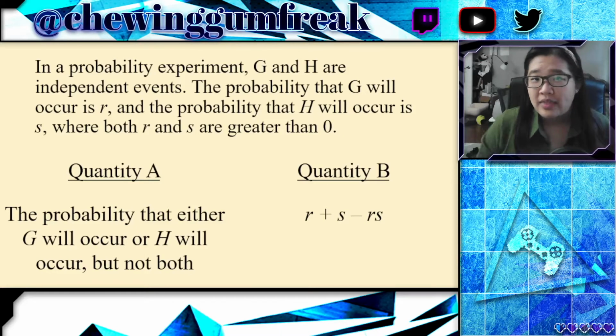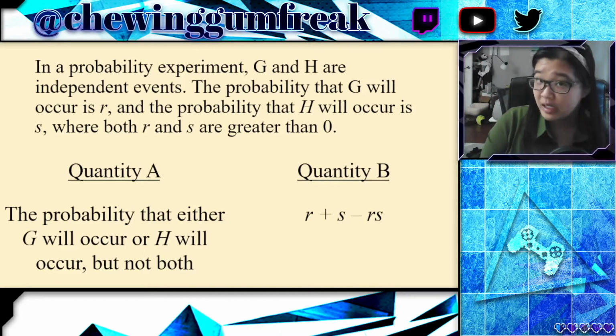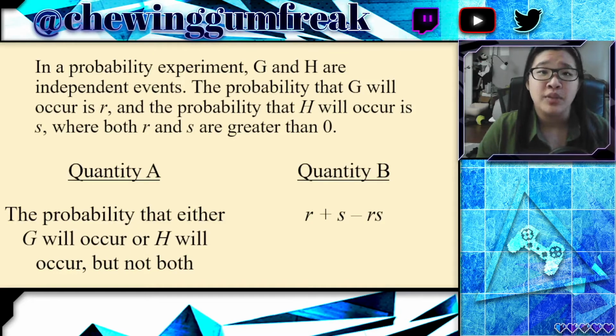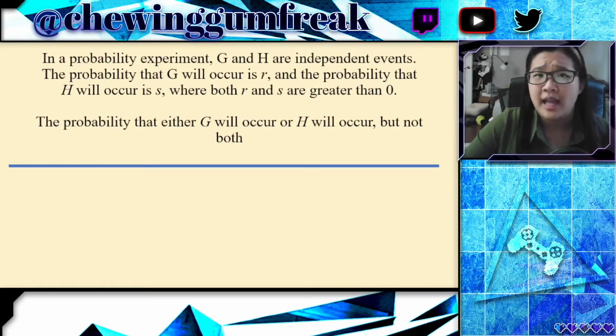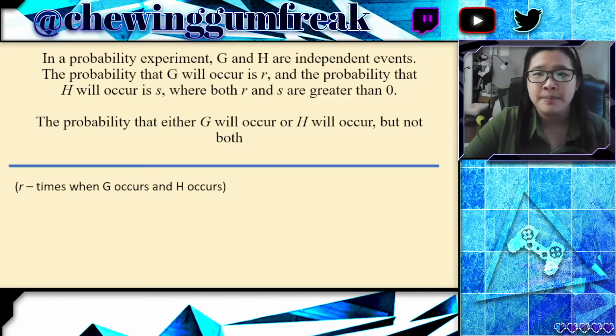So when you look at this, obviously this is a probability question. In order to be able to compare these two values, you need to put them in terms that are comparable. So the easiest thing to do here is probably turn quantity A into an equation like quantity B so that we can compare and see which one would be higher. So when you're looking at this, you want to think about how you can change quantity A into an equation.